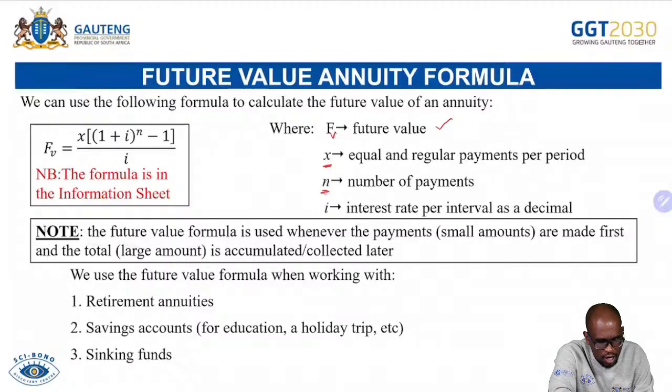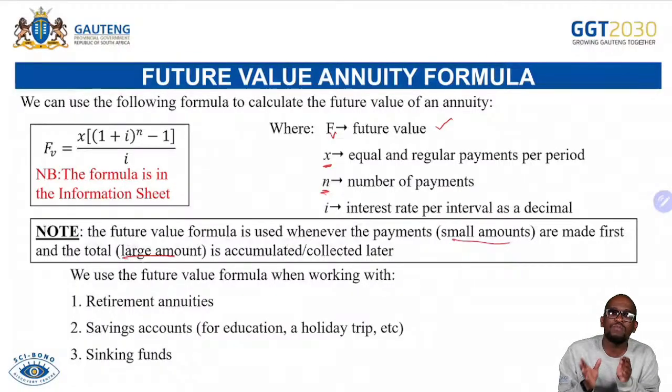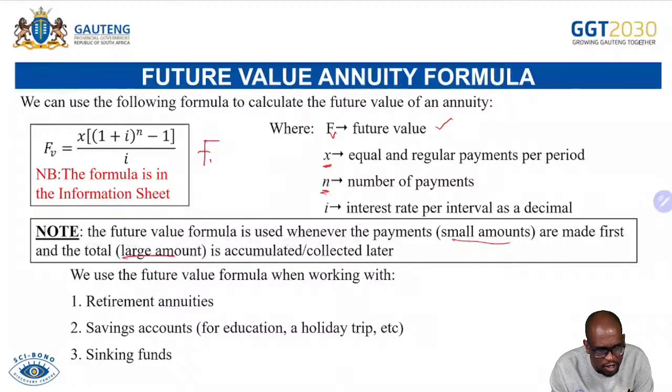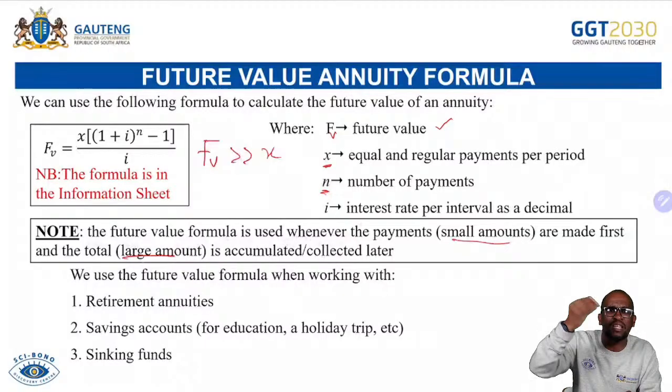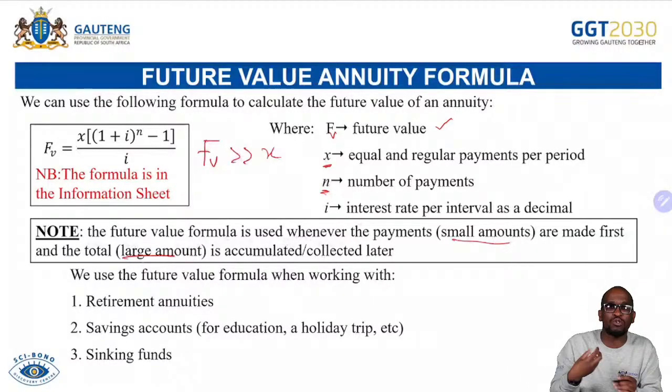The future value annuity formula is used whenever small amounts are paid and the total, the large amount, is accumulated or collected later. Which means when you use this formula, you expect that FV should always far supersede X, the money that you are paying each month. You should get a lot out because you were investing.